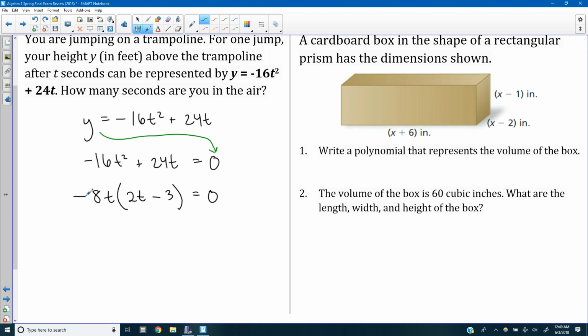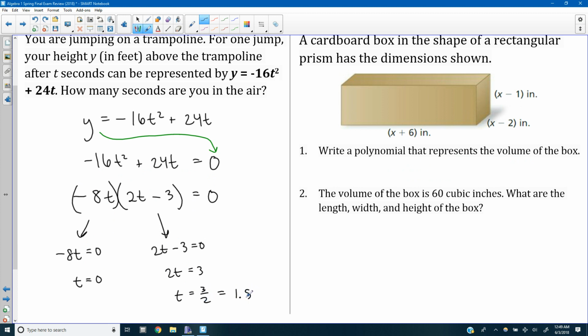So in zero product property, either -8t equals 0, divide by -8, you get t equals 0. That's one value. Or 2t minus 3 equals 0. So 2t equals 3, and t equals 3 over 2, which is also 1.5.